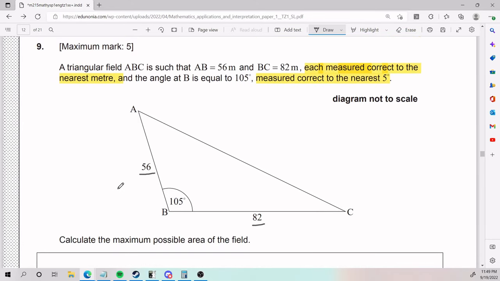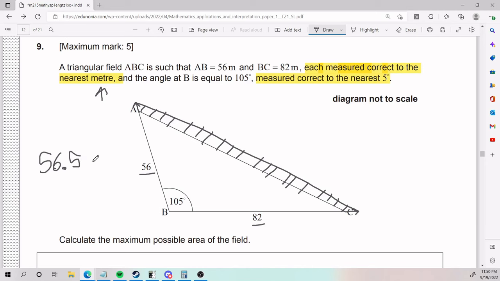So, since we're talking about area, if this triangle was a little bit bigger, for example, like in that way or that way, then I'd have a new line over there, and all of this in gray is area that I'd be adding onto my triangle, right? If this was any bigger. So, can I make my sides any bigger with what they told me? Well, they told me that each of these was measured correct to the nearest meter. So what is the nearest meter to 56 that is a little bit larger? 56.5. I cannot go beyond 0.5 because if I go to 56.6, for example, measured correct to the nearest meter would be 57. So I need to leave it at 56.5. The 82, same idea, 82.5.